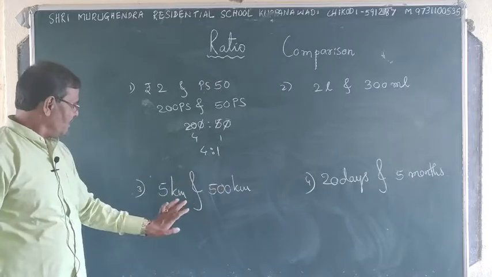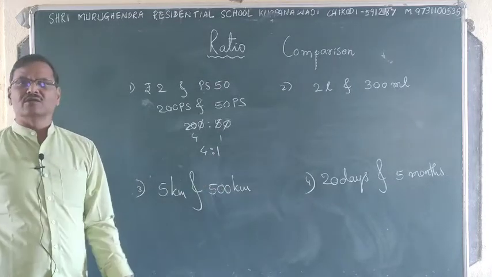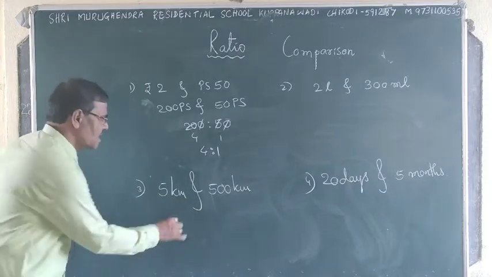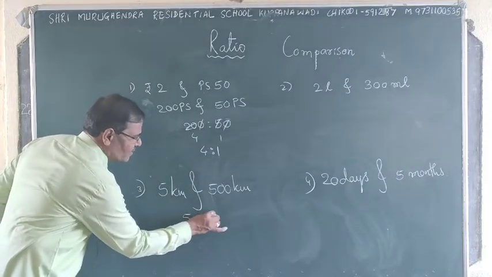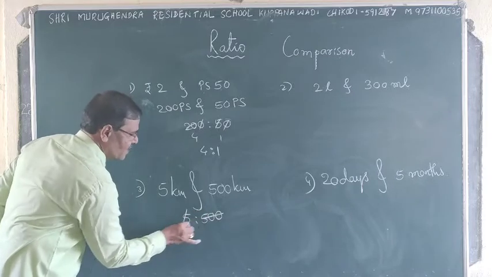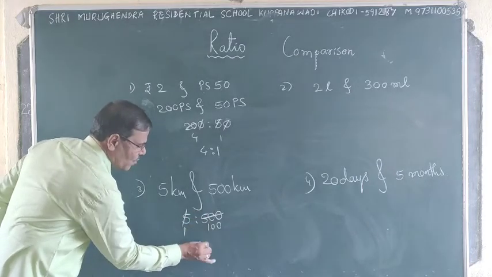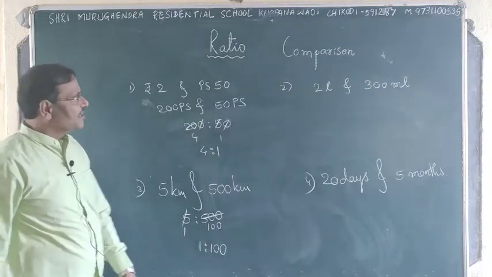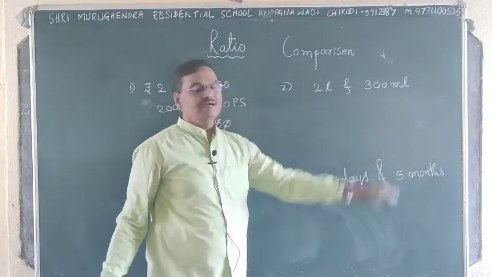Here 5 kilometer, 500 kilometer. No need of making the same unit. Already it is kilometer. Then 5:500. That is 5 ones are 5, 5 hundreds are 500, so 1:100.